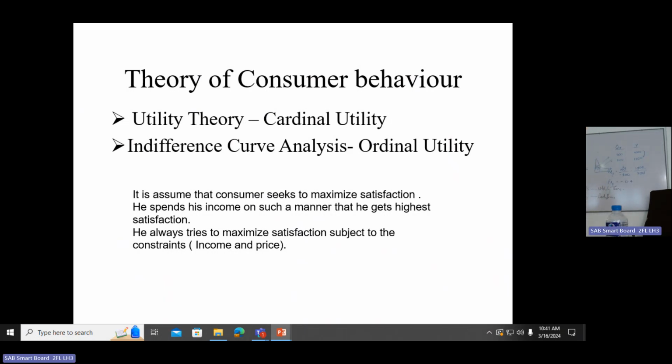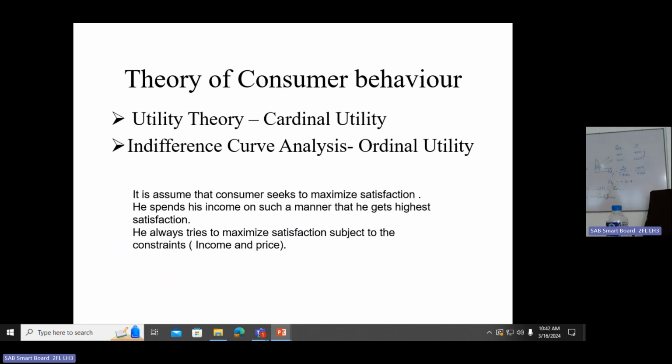Apart from that, there is another one, revealed preference theory. That is another explanation of the same indifference curve analysis, incorporating other factors, so it is a modification approach. When we talk about that, we only talk about marginal utility and total utility. Now, it is assumed that consumers need to maximize satisfaction.